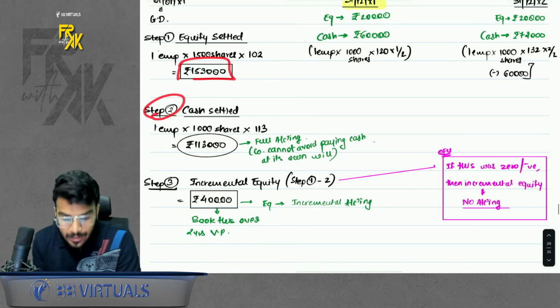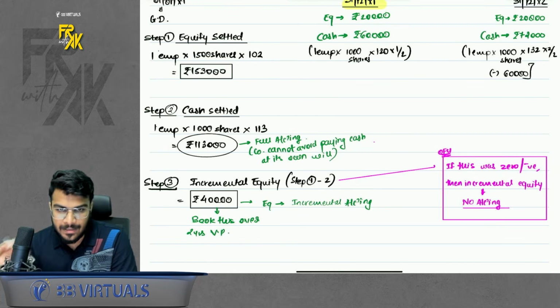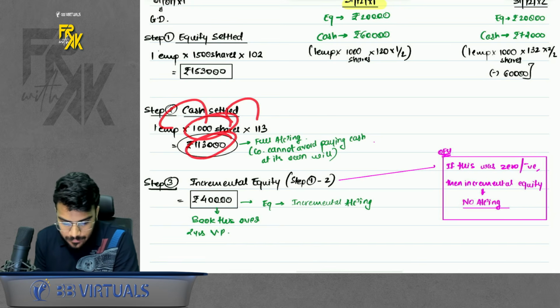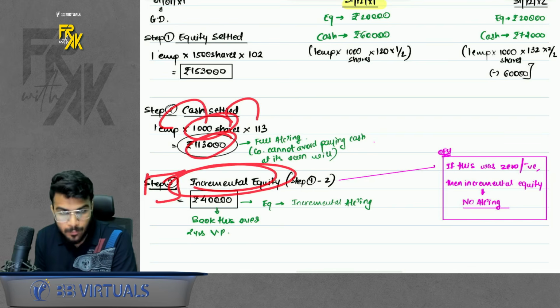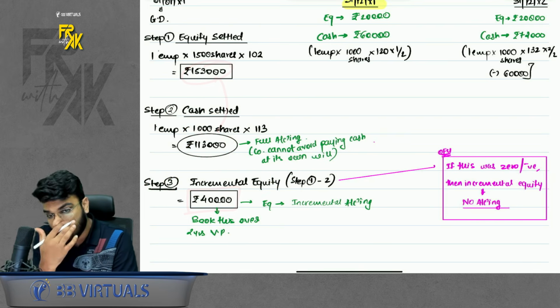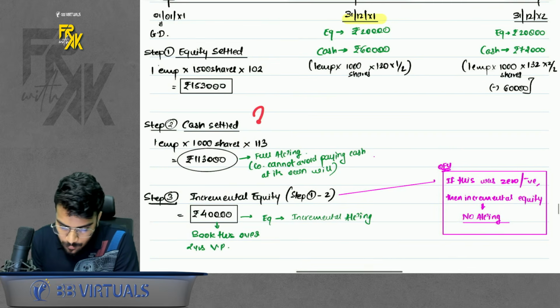Then step 2, calculate the total value as per cash settled. If the employee chooses cash, he will get 1000 shares based on 113 rupees. Then the third step is calculating the incremental equity: the total equity value minus the cash value is the incremental equity. Now how to account for this? Simple. For cash settled, you will do full accounting.